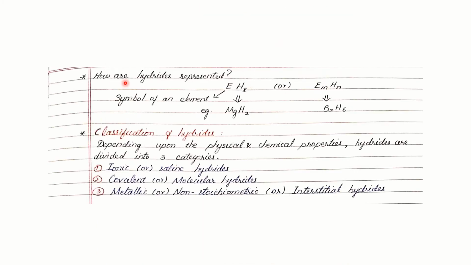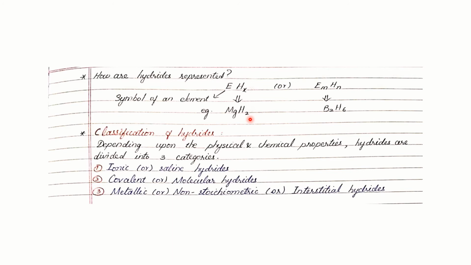Clear? So what are hydrides? Hydrides are nothing but binary compounds of hydrogen with other elements. Clear? This is very important. You need to learn this. How are hydrides represented? You can represent hydrides as EHx or as EmHn. In EHx representation, E stands for symbol of an element and x denotes the number of atoms of hydrogen. Clear? An example of a hydride with EHx representation is magnesium hydride, MgH2.